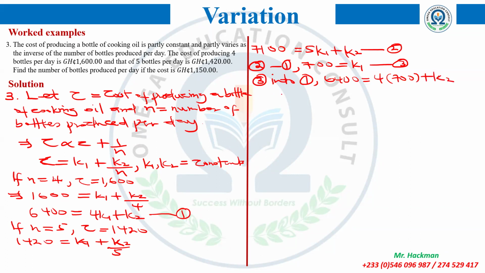Okay, so what would that give us? This implies that 6400 will be equal to, I'm waiting, 2800. Okay, so 2800, then plus K sub 2. So now let's go and find K sub 2. We move this one to the side. So I'll write K sub 2 will be equal to, I move this one and subtract. So 6400 minus 2800.